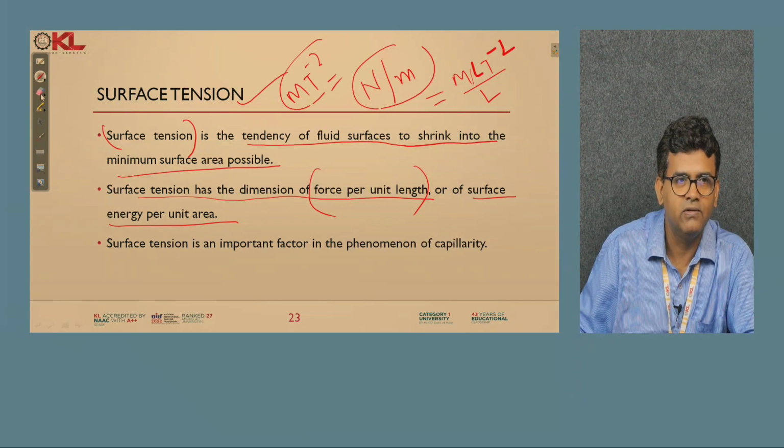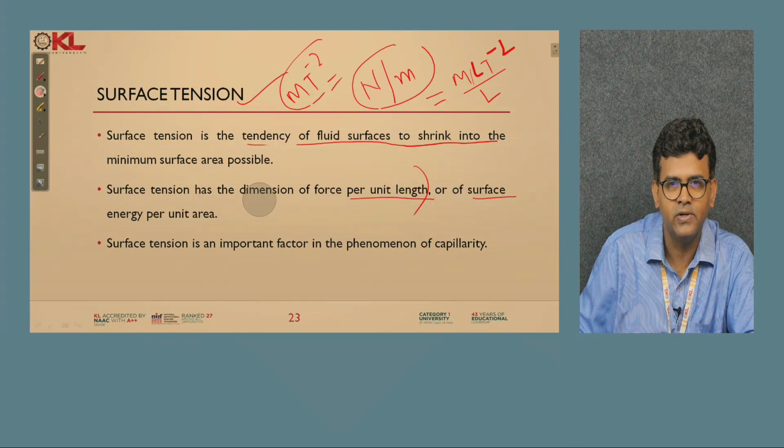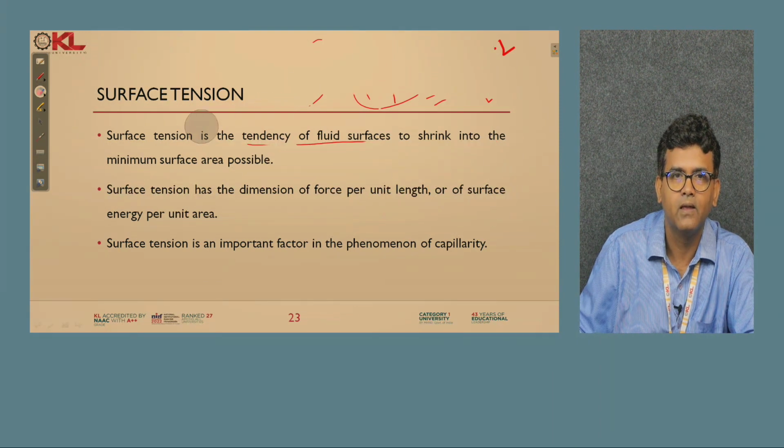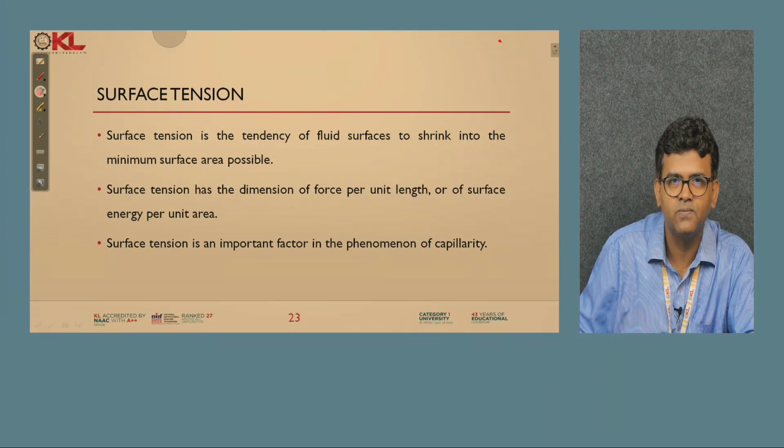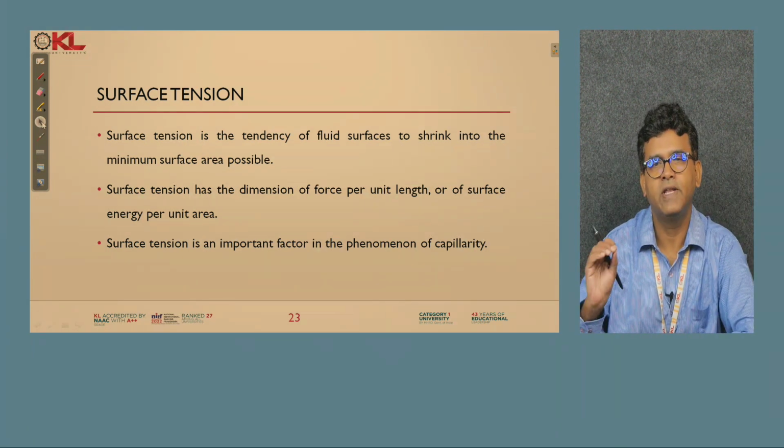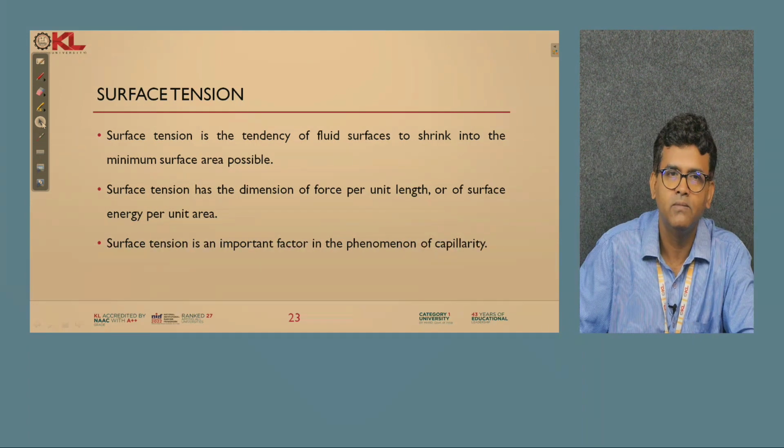Now again we are going to discuss this surface tension in a more elaborate way. So surface tension is the property of the fluid because of which the fluid tends to shrink into the minimum possible surface area. Let's see.